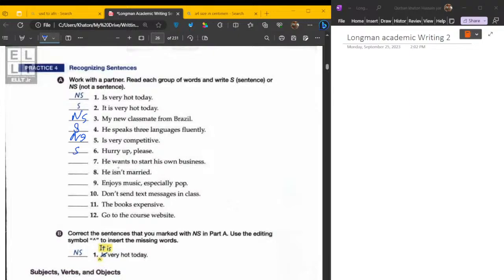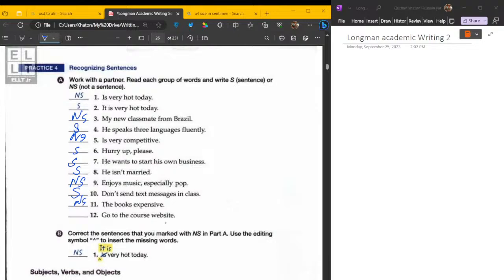We use it. He wants to start his own business. Yeah, this is a sentence. He isn't married. He is not married. So this is also a sentence. Enjoys music, especially pop. This is not a sentence because there is no subject. Don't send text messages in class. So yeah, this is a sentence. So we do say, do not send text messages in class. The book expensive, not a sentence.